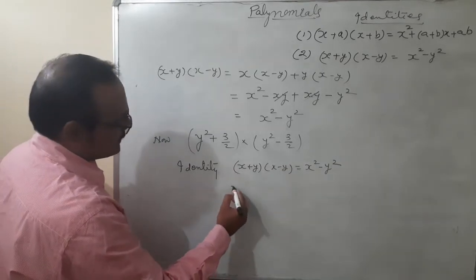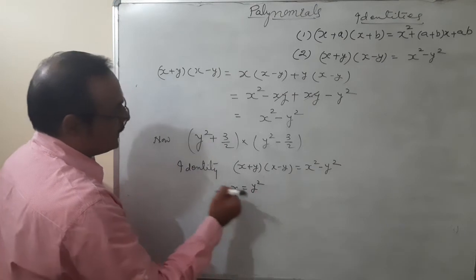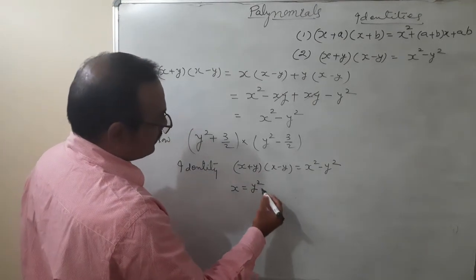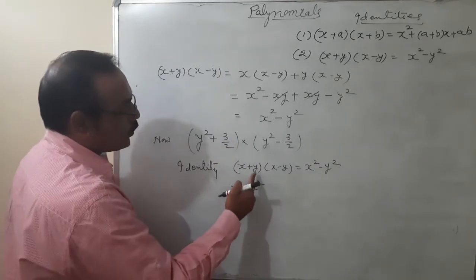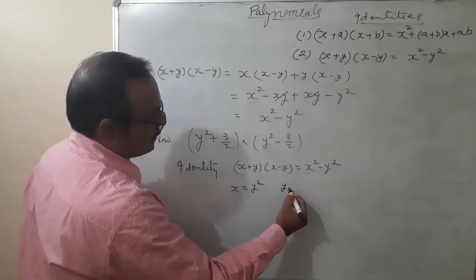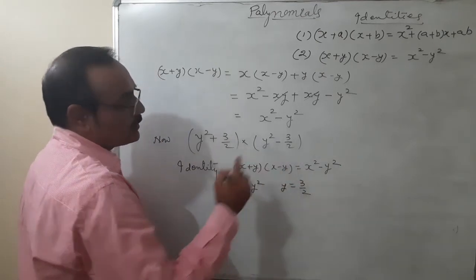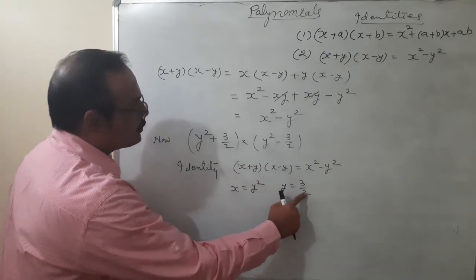In place of x, we have to treat it as y square, not y. So x is equal to y square, and y is equal to 3 by 2. Actually both the things: x is equal to y square and y is equal to 3 by 2.